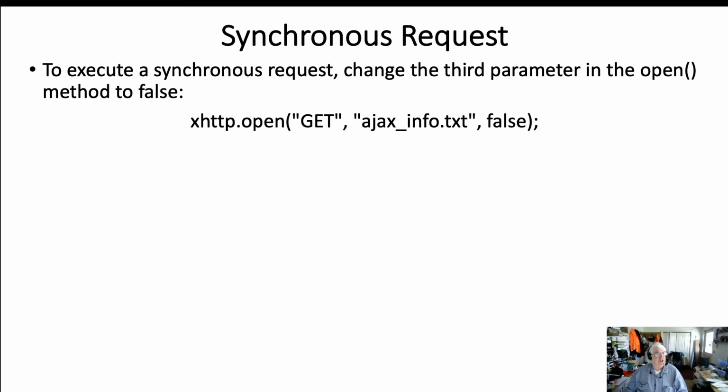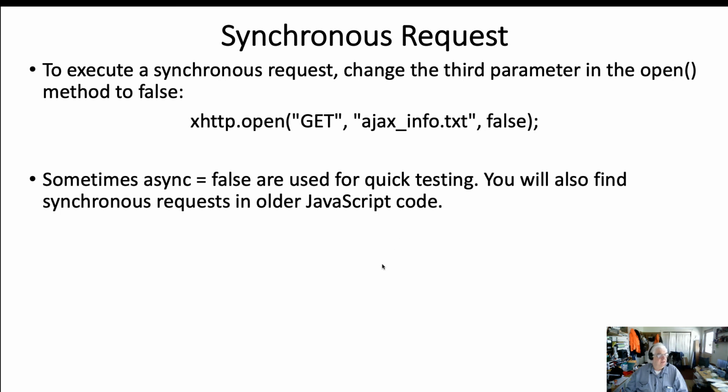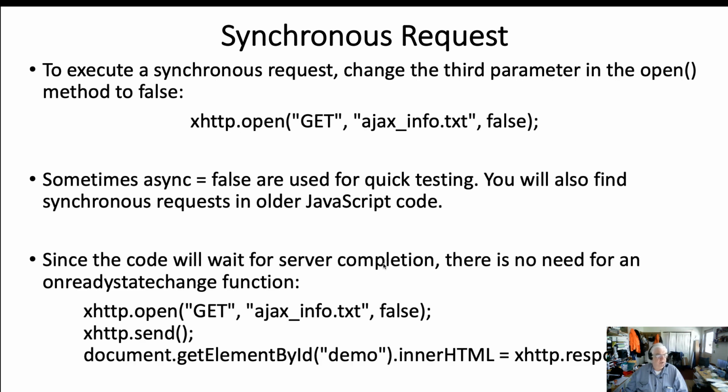To execute a synchronous request, change the third parameter in the open to false, as in this. Sometimes async false is used for quick testing. You'll also find the synchronous request in older JavaScript code. Since the code will wait for the server completion, there's no need for an onReadyStateChange because nothing's going to happen until it comes back. And so here's a false showing you how.